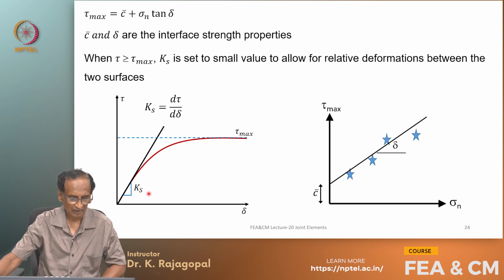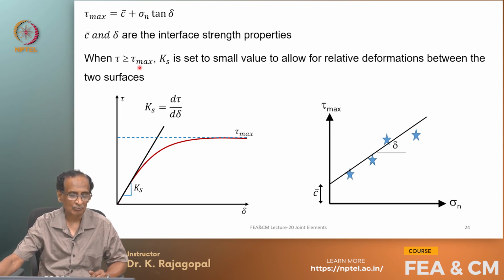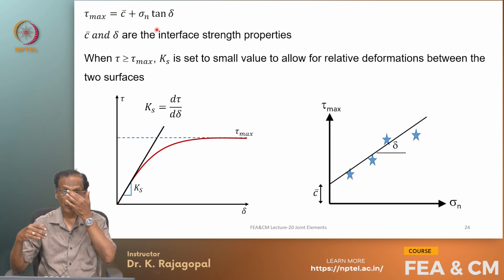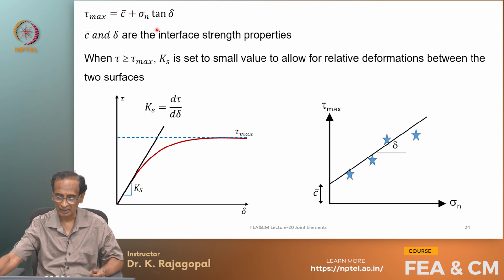From the direct shear test we will get a graph between the shear displacement and tau, and the slope of this will be your Ks. The shear stiffness is d tau by d delta. And the tau max of the interface we can express as C bar plus sigma n tan delta, where C bar and delta are the interface shear strength properties, and we can determine them from our modified direct shear test by performing tests at different normal pressures like this.